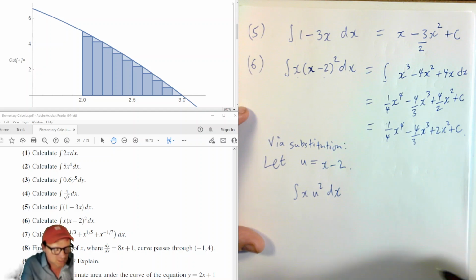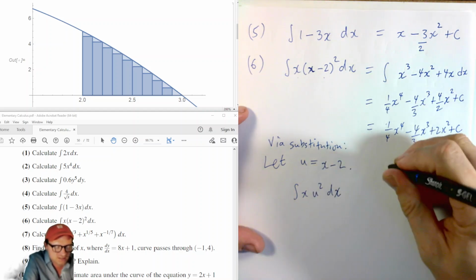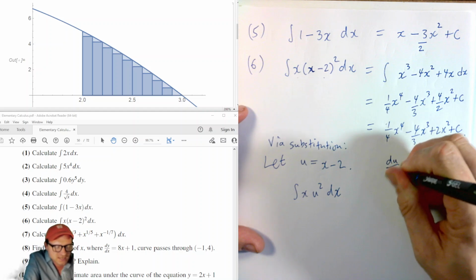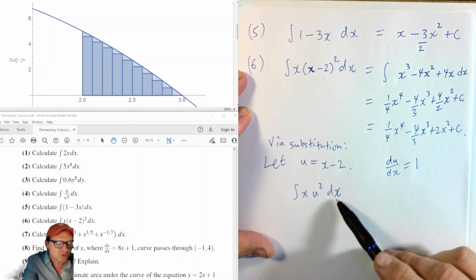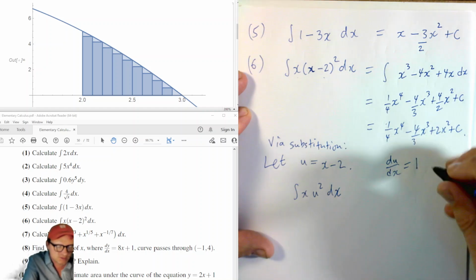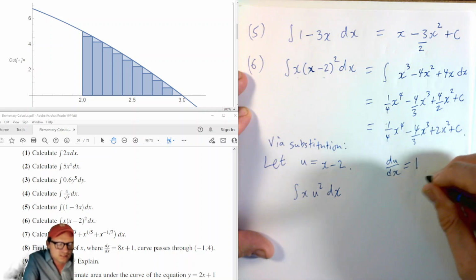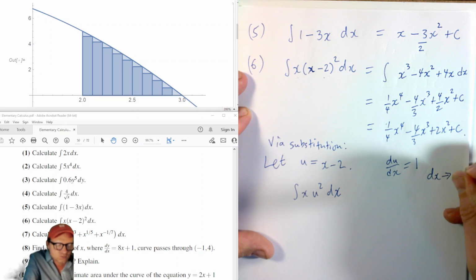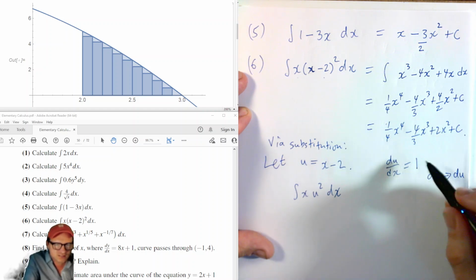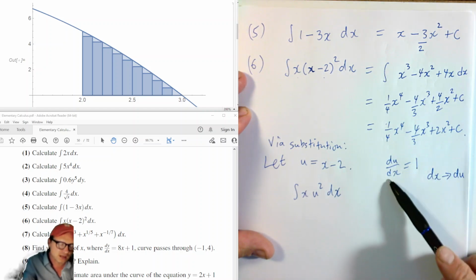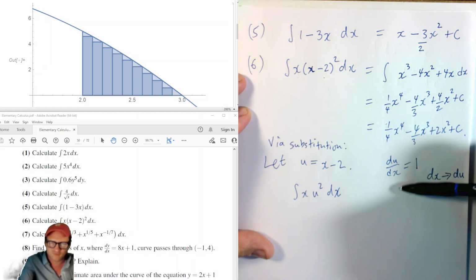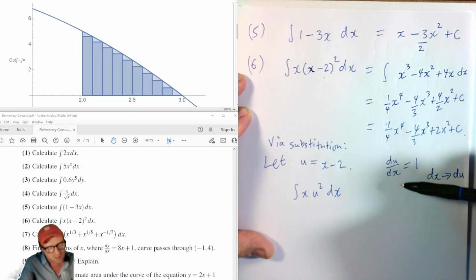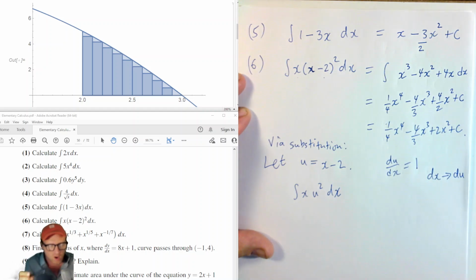Okay, and so then what you would do is differentiate this. So du on dx, well, that's just equal to 1. And so if we were to replace that dx, what we would be doing is replacing the dx with du because of this relationship. So what I'm doing here is I'm multiplying both sides by dx, pretending that this is a fraction for a moment. It is not a fraction, but the rules behave in that way.